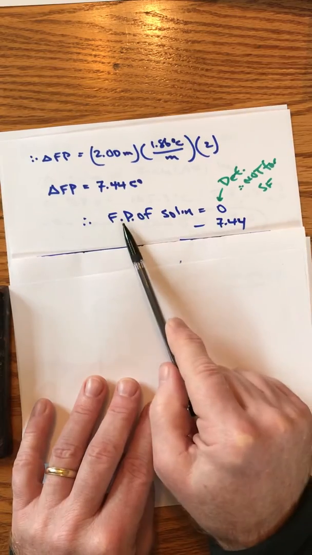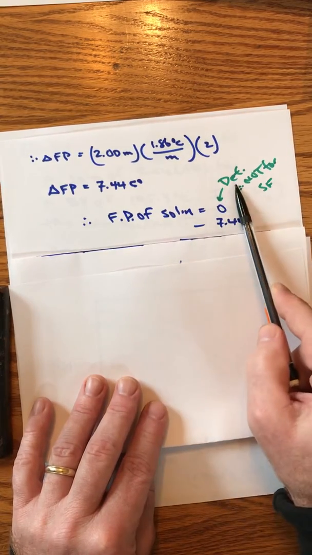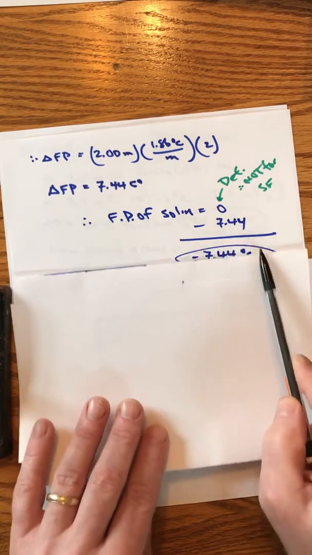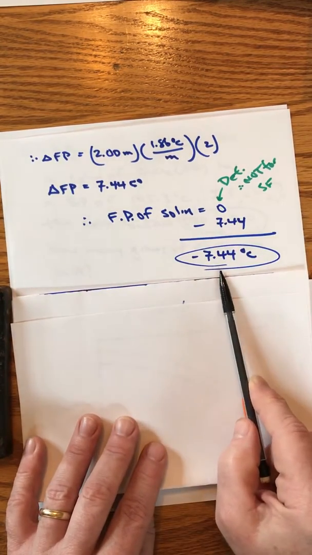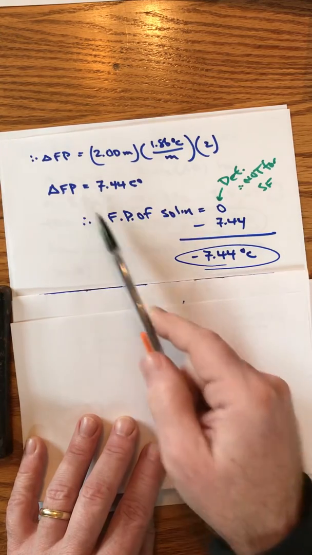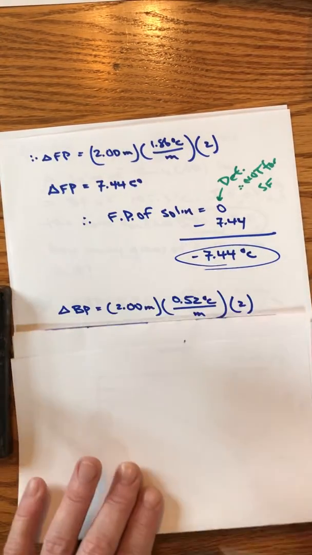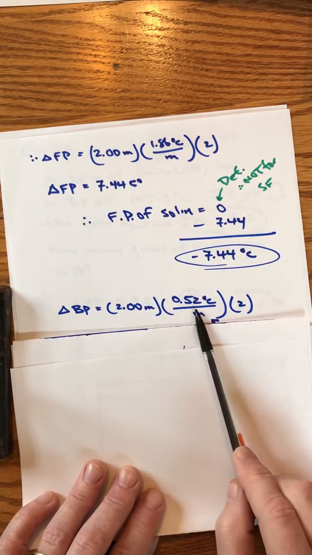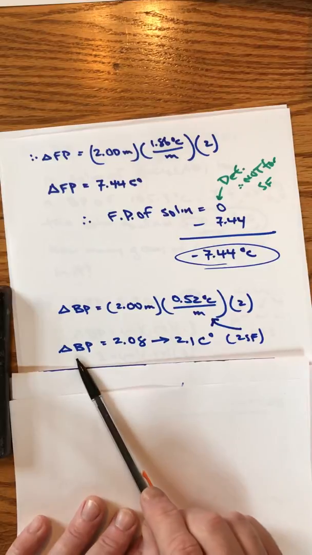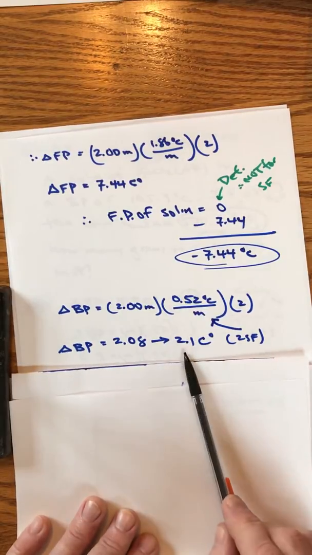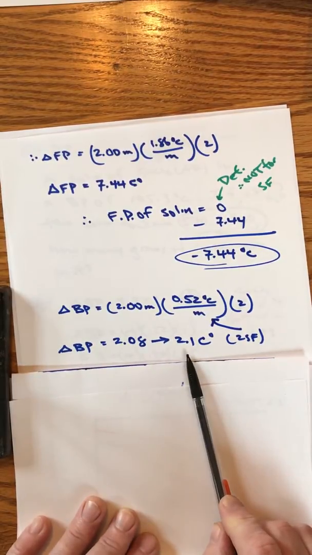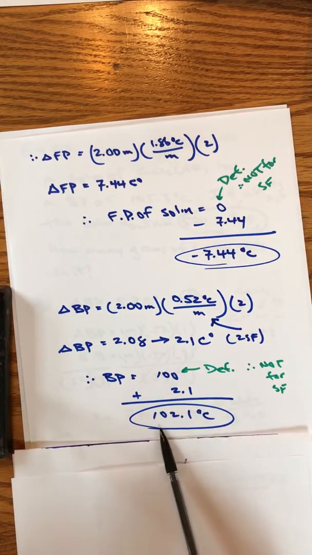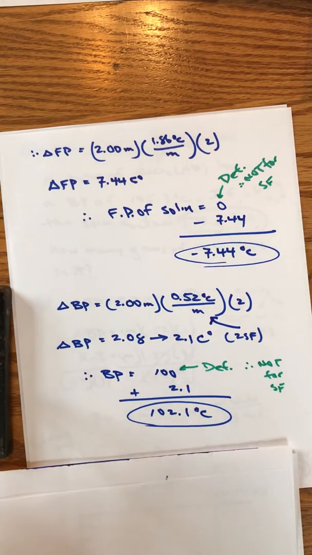So your actual freezing point is going to be 0, which is a definition of the original freezing point of water. It's not for sig figs. Minus 7.44. Your freezing point is negative 7.44 degrees. So you take your number and subtract it from 0. For boiling point, the change in the boiling point is 2 molal times 0.52 times 2. For 2 sig figs, it's going to be about 2.1 degrees Celsius. So add that on to 100. The 100 doesn't affect your sig figs. Your boiling point is going to be 102.1 degrees C.